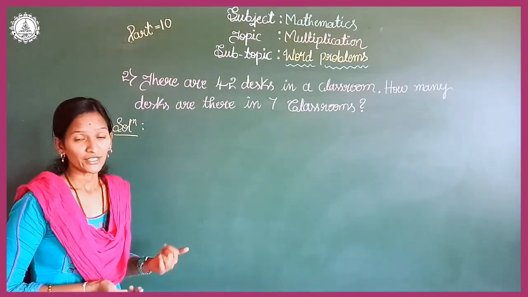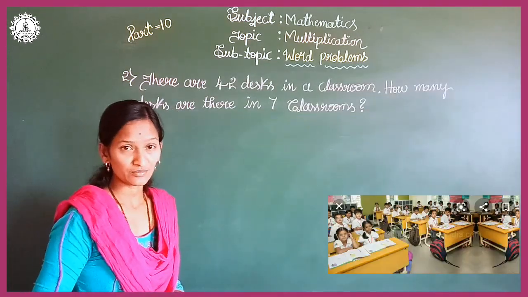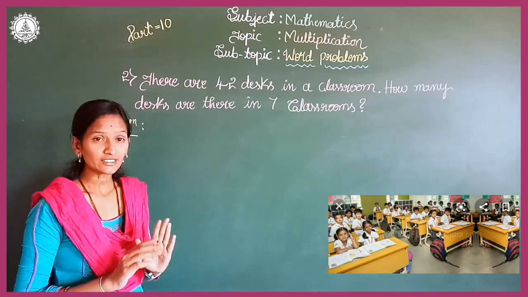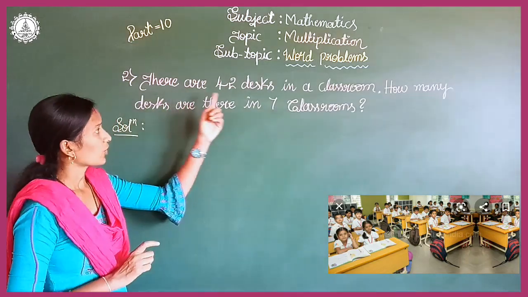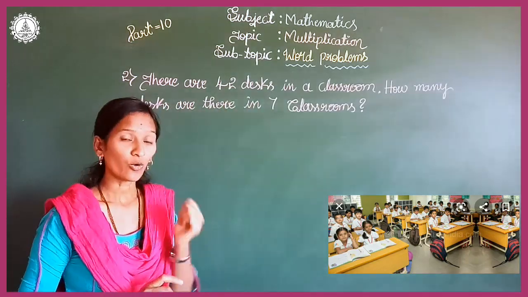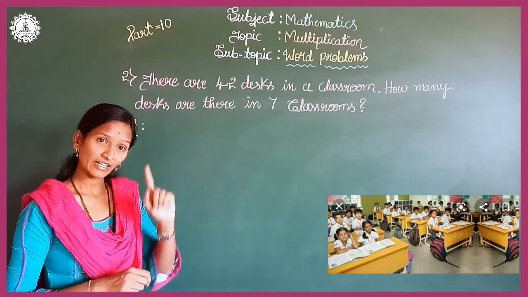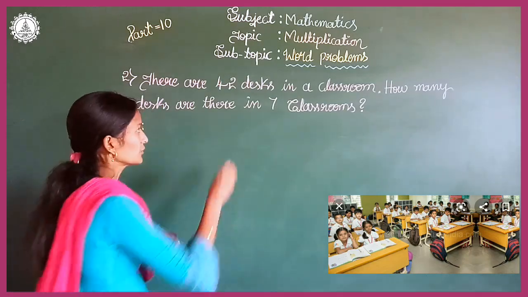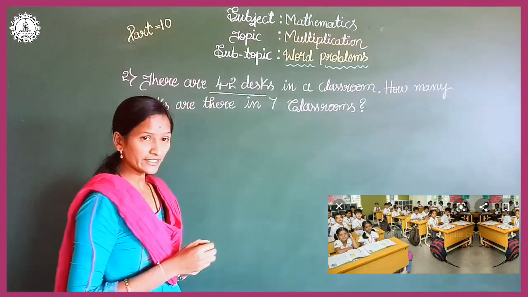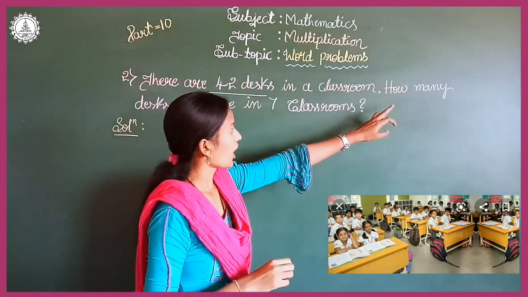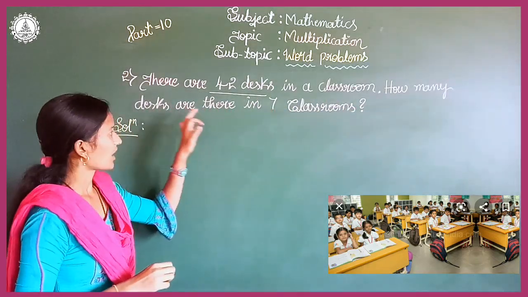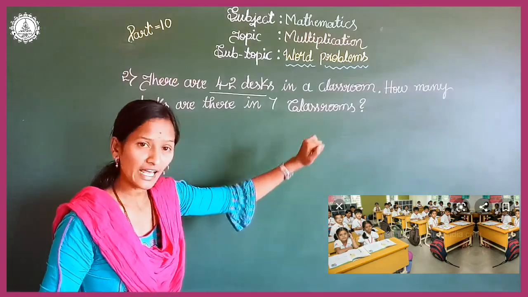See here, my dear students, here is one classroom. Right? So in this classroom, there are 42 desks. How many desks are there in one classroom? It is 42. Right? So next, how many desks are there in 7 classrooms?